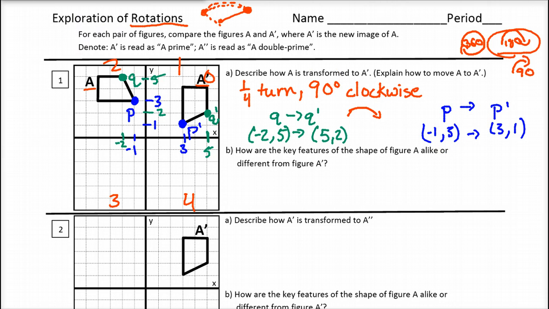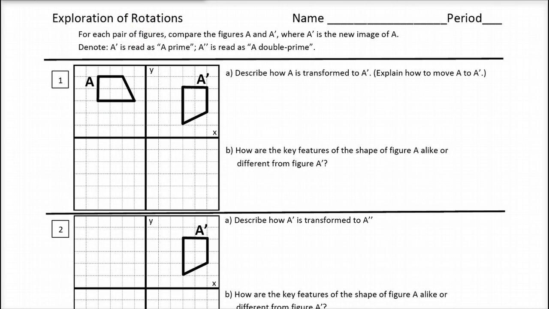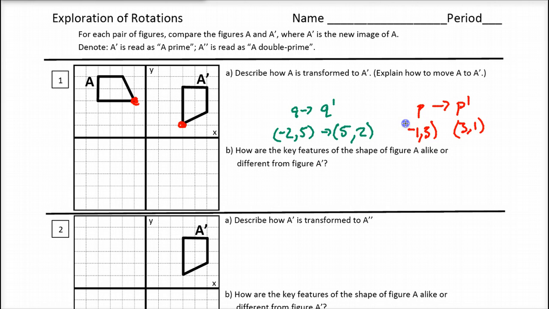I notice two things. One, whoops. Oh, we just lost it all. I'll rewrite a lot of it here. So we had Q going to Q prime, and that was -2, 5 to 5, 2. And then we had the others. That was P to P prime. So here were the P and P prime ones, and that was -1, 3 to 3, 1. And what's going on with these?